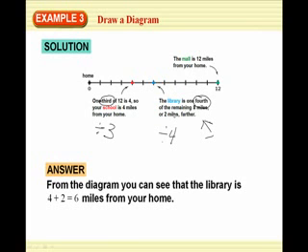the library is 1/4 of the way from the school to the mall. So there was, how many miles from the school to the mall, 8 miles, so a fourth of 8 is 2. So 4 plus 2 is 6. That diagram helped us by kind of seeing a picture. So let's see how we can incorporate that.